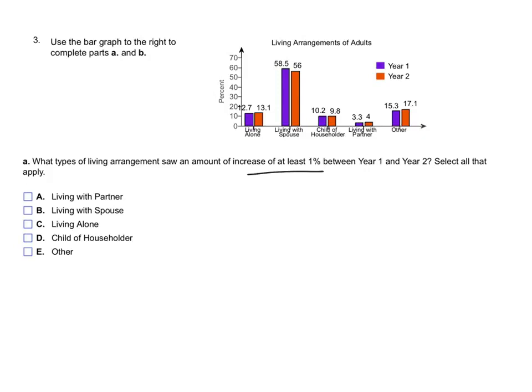To answer this question, we need to go to our bar graph, and I'm going to compare year 1, which is the purple bar, with year 2, which is the red bar. And I'm looking for an increase of at least 1%. So first, I can just go ahead and highlight the pairs of bars that show an increase. So that means that year 2 should be greater than year 1 because it increased from year 1 to year 2.